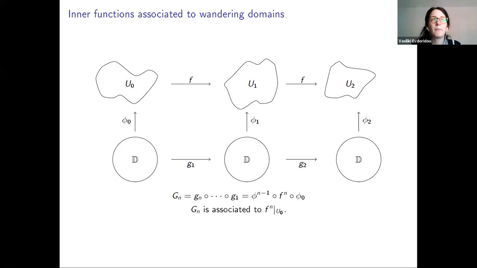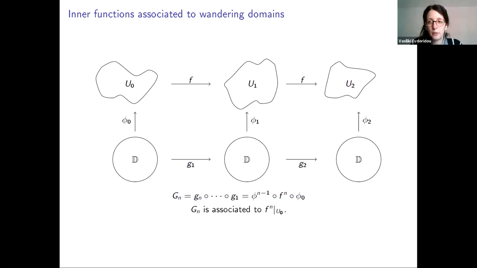Why do we really need this? It's because the key point for the proof of theorem two is that our setup is a sequence of wandering domains, but our key result is a result that holds for sequences of inner functions. So we need to be able to transfer to the unit disks and associate our situation to a composition of inner functions from the unit disk to the unit disk to be able to prove theorem two. I think it will become more apparent when I continue through the proof of theorem two.